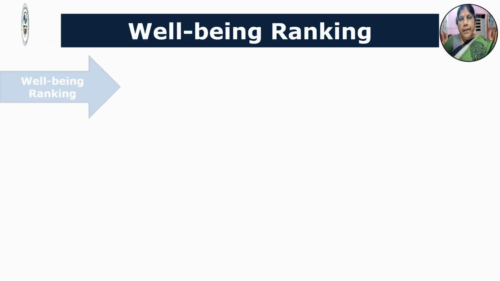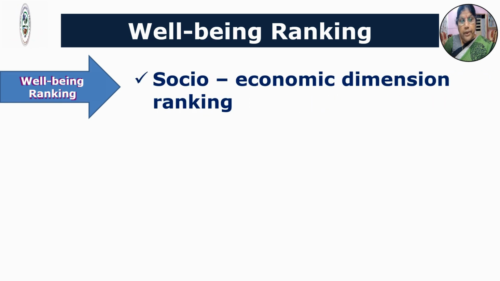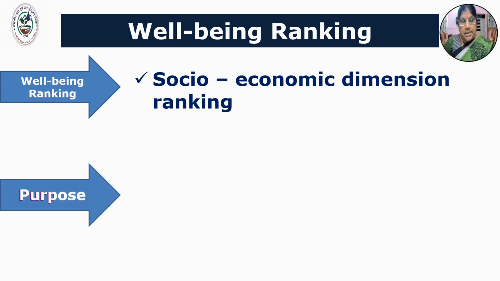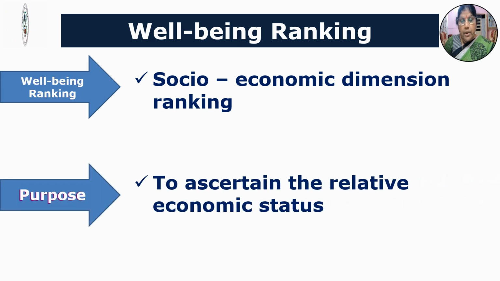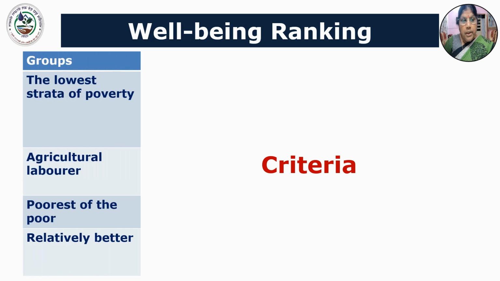Coming to the well-being ranking or wealth ranking, this is mainly done in the watershed to know the socio-economic dimensions of the watershed people. The purpose of doing this exercise is to ascertain the relative economic status. Here is another example of well-being ranking, wherein the key informants of the watershed were asked to categorize the entire watershed household into different categories.